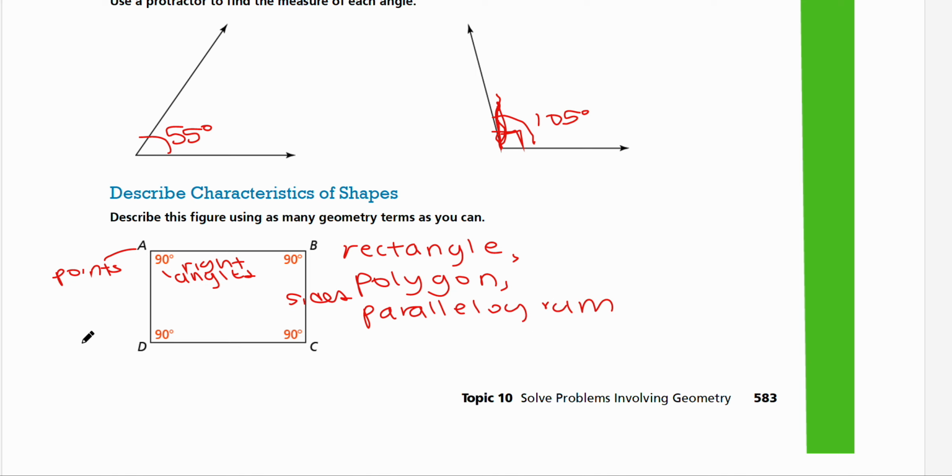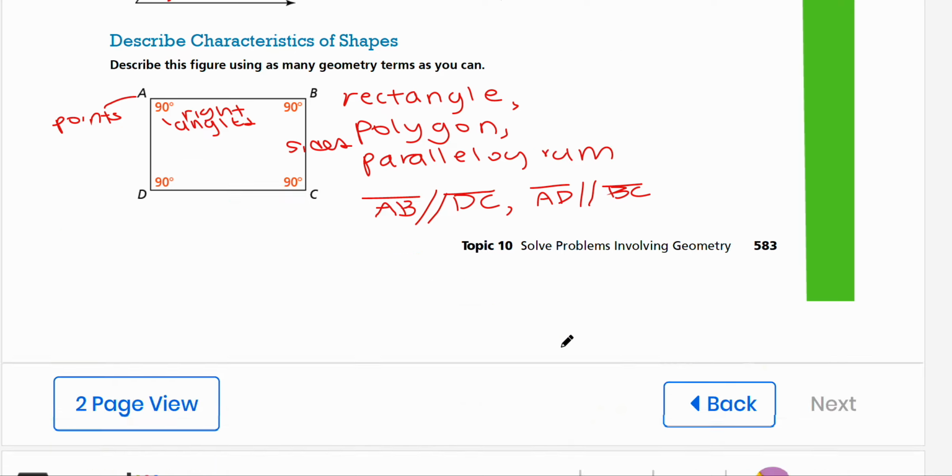So the line segments AB and DC are parallel. Line segments AD and BC are parallel. So AB is parallel to DC, and AD is parallel to BC. Okay, so these are some terms that we could have used to describe this polygon. Let's go to the next page.